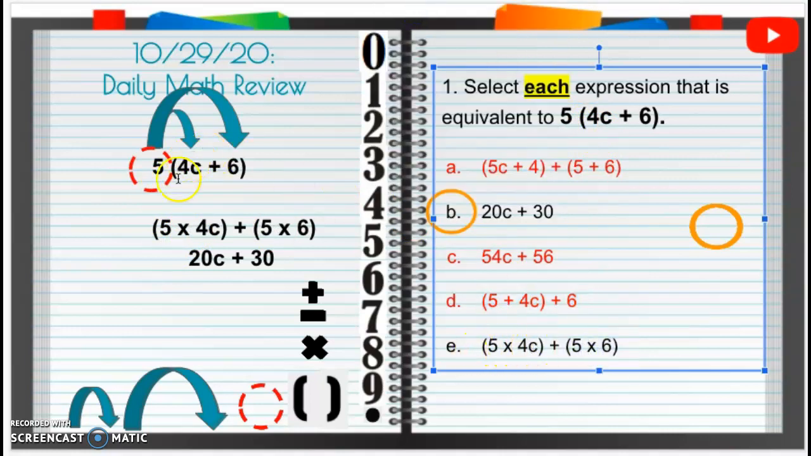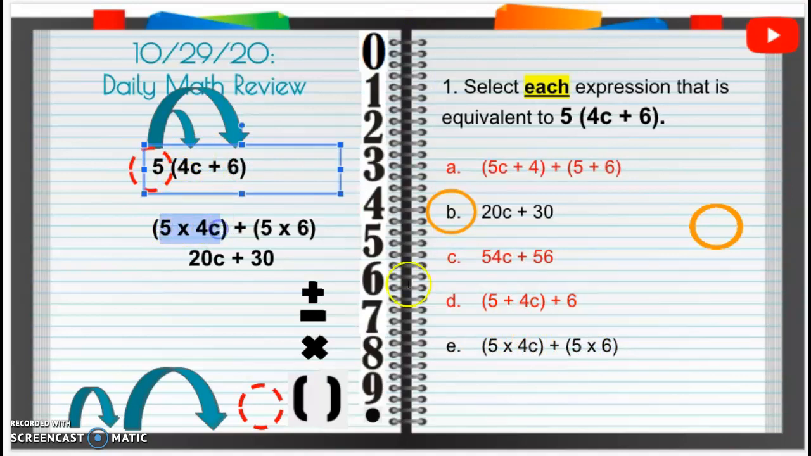5 times that 4C. Oh, yep, 5 times 4C. Plus 5 times 6. Yep, plus 5 times 6. So it is also going to be letter E. So we have letter B and E.